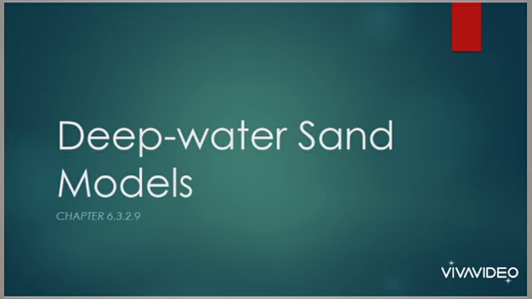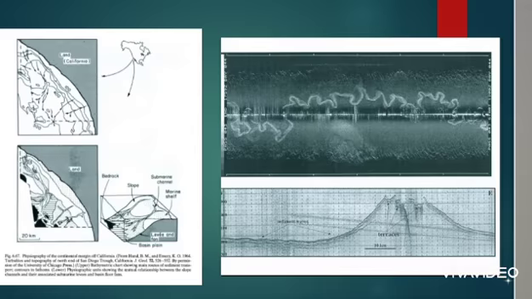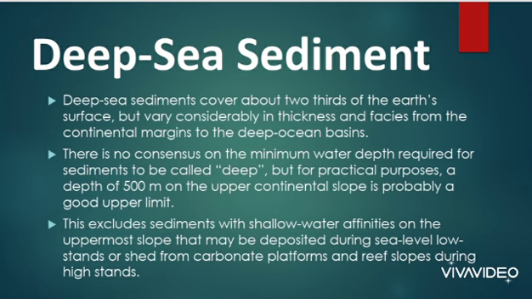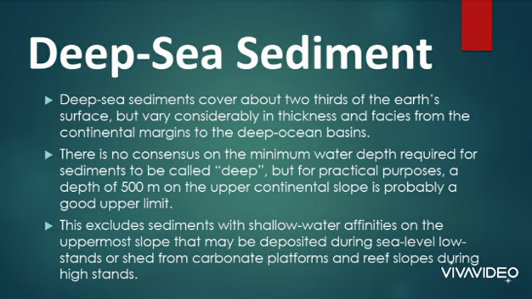My topic is about deep water sand models. So let's talk about deep water sands. Deep water sands are those that are deposited below the mudline, normally but not invariably below the continental margin at 200 meters. So we have here deep sea sediment.